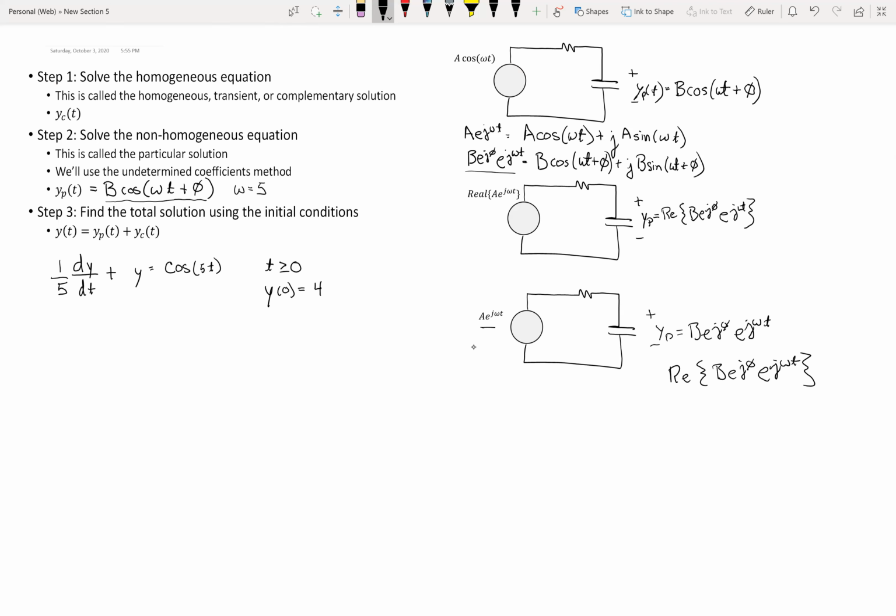So let's do that. We begin with step 1, which doesn't even deal with the steady state response. It deals with the transient. So here we solve the homogeneous.